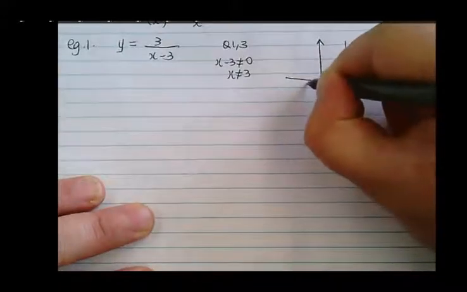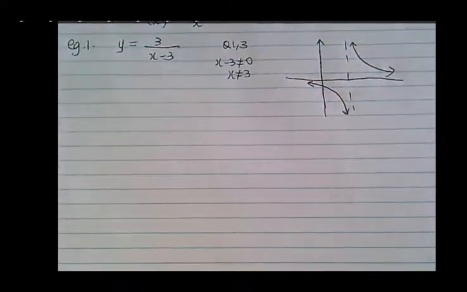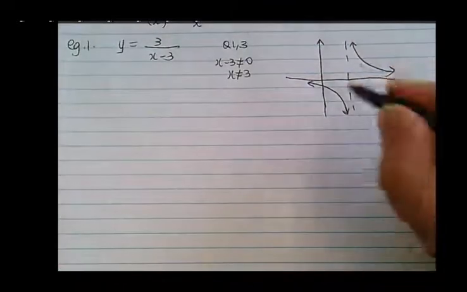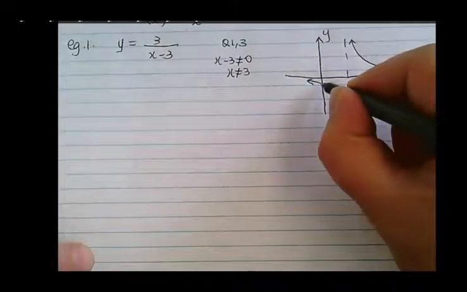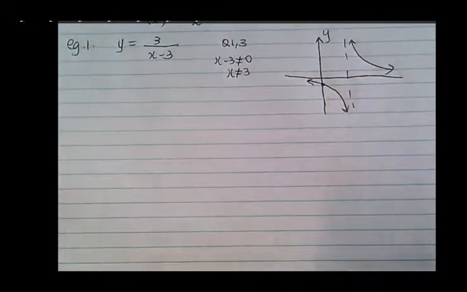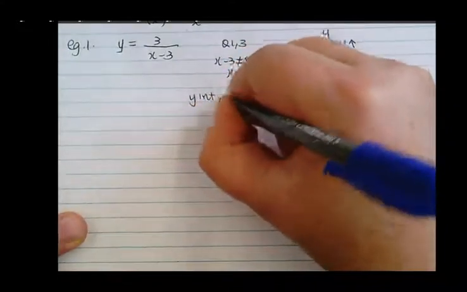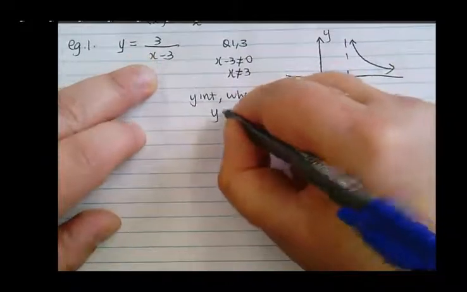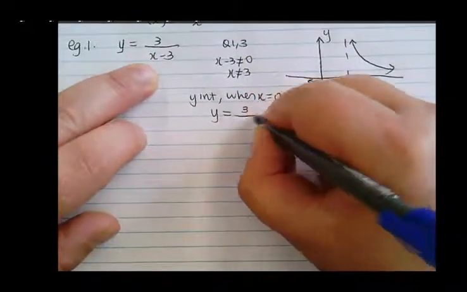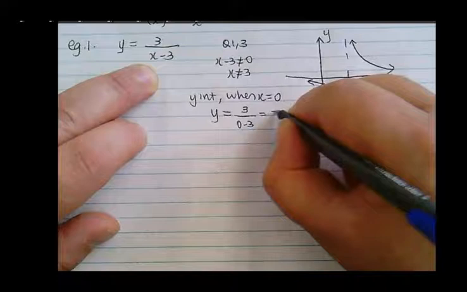Now, it's not enough just to do that sketch. If you're asked to sketch it, I need some points. It would be really good to do the y-intercept, wouldn't it? So what's the y-intercept? Isn't that when x is 0? What do you get? Y is 3 over 0 minus 3, which is negative 1.